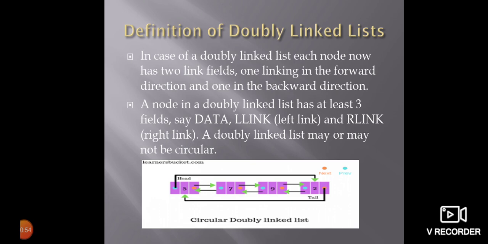A node in a doubly linked list will be having three fields as given. One is the data, which will be in the center, then the left link and the right link. The left link will be moving in the opposite, anti-clockwise direction, and the right link will be moving in the normal direction. A doubly linked list, you can either keep it as a normal one or you can keep it as a circular list. The diagram which I have given here illustrates that.